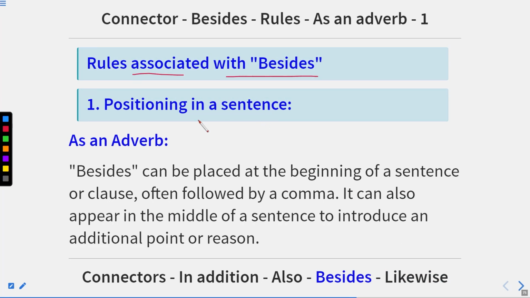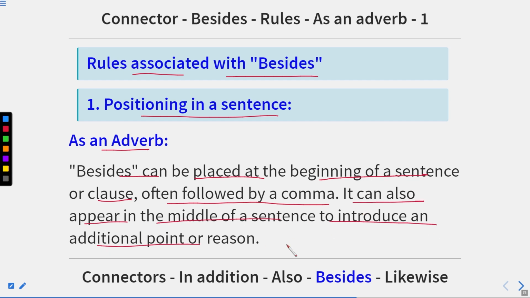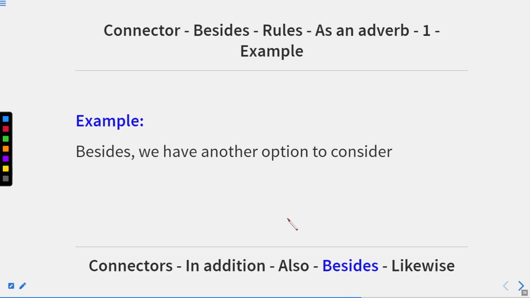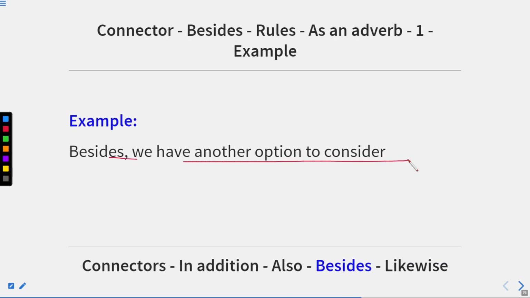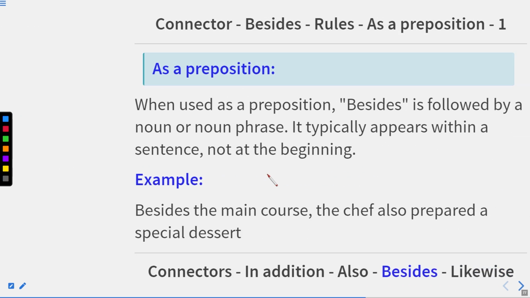Rules associated with besides positioning in a sentence. As an adverb, besides can be placed at the beginning of a sentence or clause, often followed by a comma. It can also appear in the middle of the sentence to introduce an additional point or reason. Example: Besides, we have another option to consider. This we have already discussed, so you can see it in the example only.